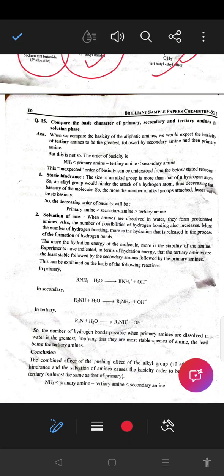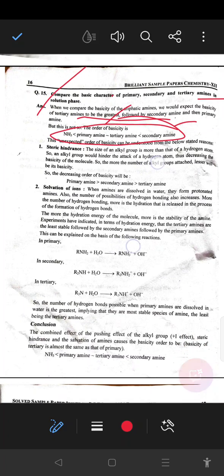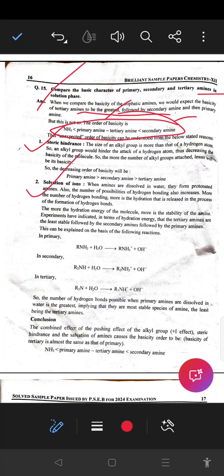Next, compare the basic character of primary, secondary and tertiary amines in the solution phase. When we compare the basicity of aliphatic amines, we would expect the basicity of a tertiary amine to be the greatest, followed by secondary and then primary amine. But according to steric hindrance and solvation of ions, the size of an alkyl group is more than a hydrogen atom. So an alkyl group would hinder the attack of the hydrogen atom and thus decrease the basicity of the molecule. The more the number of alkyl groups, the lesser its basicity. So due to that the order is primary amine, then secondary and tertiary.